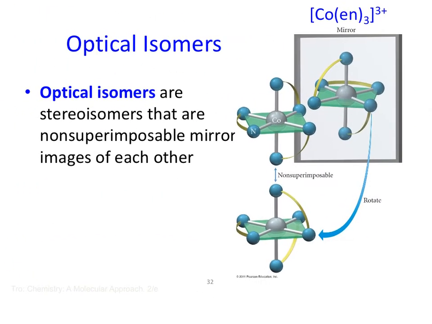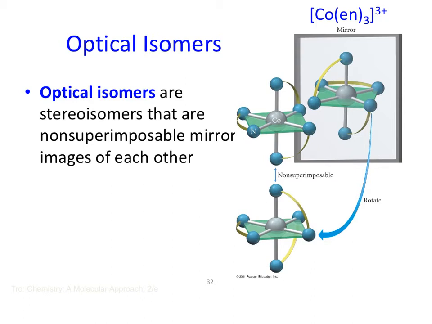So optical isomers are stereoisomers. So a stereoisomer, remember, has the same chemical bonds but different spatial arrangements. And we saw our geometric isomers were cis-trans and fac-mer, so different bond angles. Specifically, optical isomers means we have non-superimposable mirror images of each other.